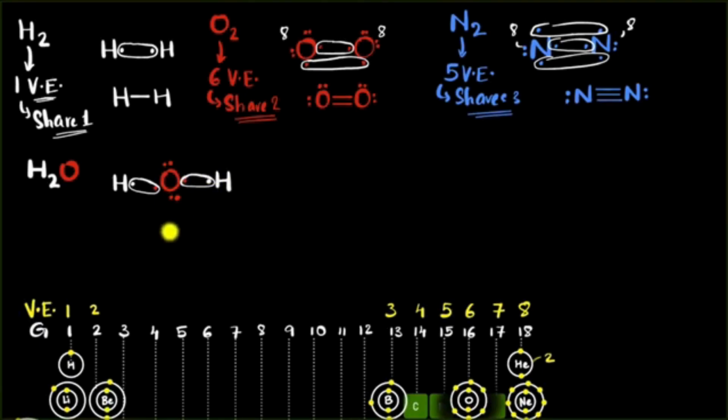So the dot structure is going to be oxygen, hydrogen, hydrogen, one bond here, one bond here, and do not forget the lone pairs.